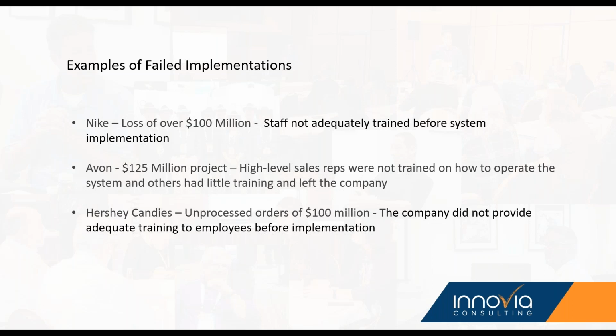Hershey's Candy. This was another one. I never would have thought of Hershey's Candy as somebody that wasn't a well-oiled machine. But to find out that, again, they didn't properly train their employees and they went live and all of a sudden $100 million worth of Hershey Kisses and Jolly Ranchers could not leave the door. They had no way to ship them. They didn't know what to do.